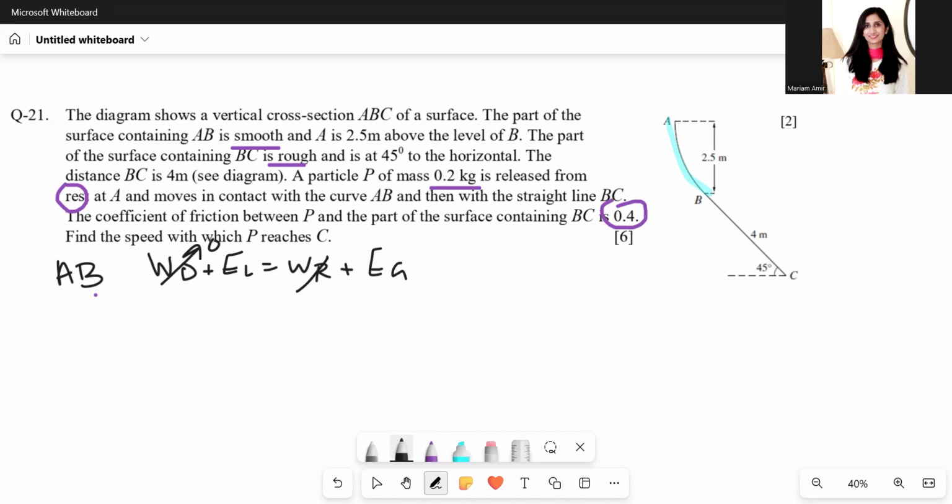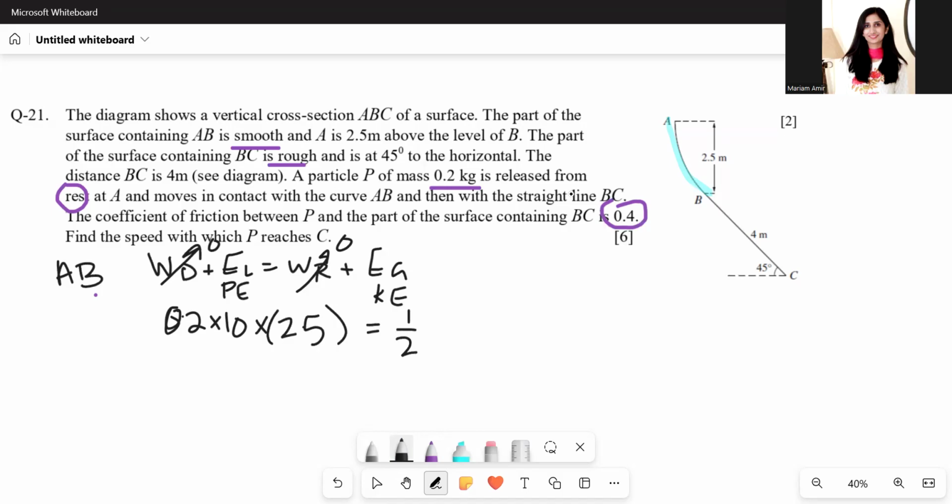And in part A to B, there's no resistance either. So it's just energy loss equals energy gain. Energy loss would be the potential energy loss because height is dropping. Energy gain is going to be the kinetic energy gain because the speed will increase from rest to another value. Potential energy would be mgh. So mass is 0.2, g is 10, and the difference in height is already given, 2.5, equal to gain in energy.